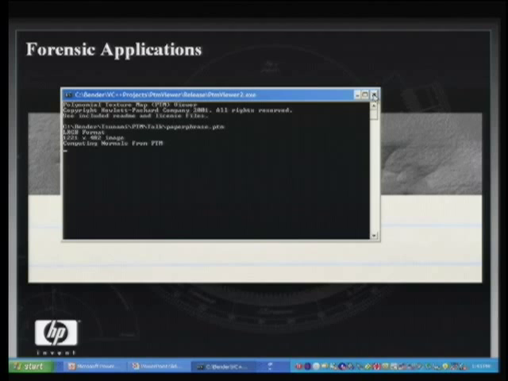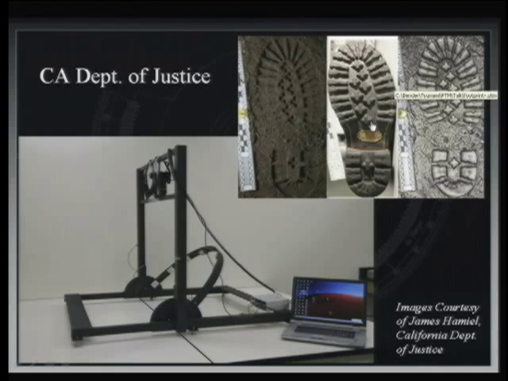Okay, so it's been used in other criminal investigations. This is something that the California Department of Justice put together. It's a rig that has an arm that's free to rotate and a digital camera on top, and it's very useful for capturing footprint PTMs.